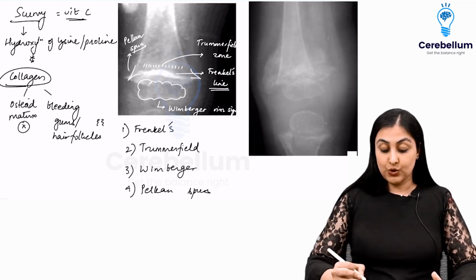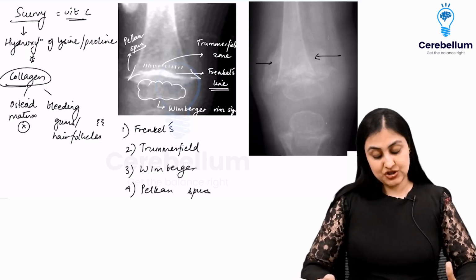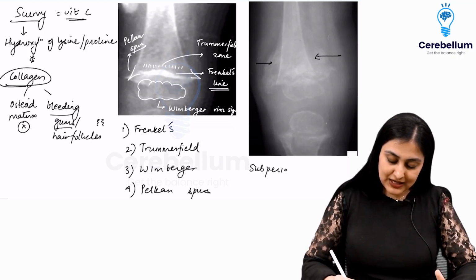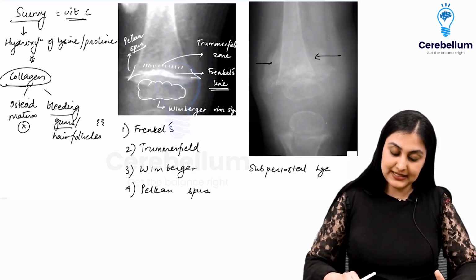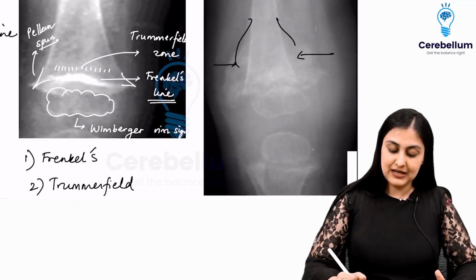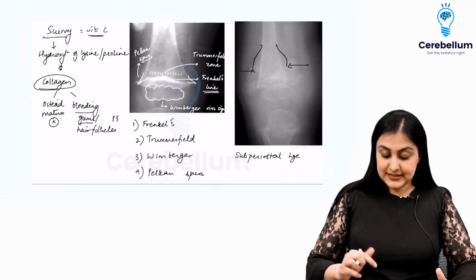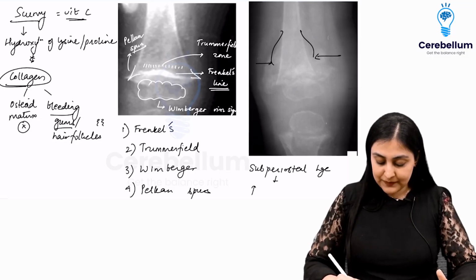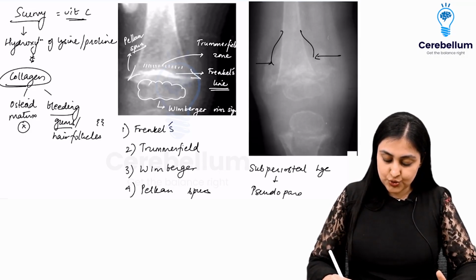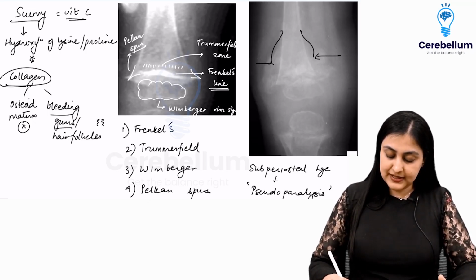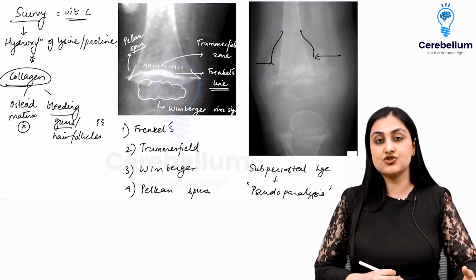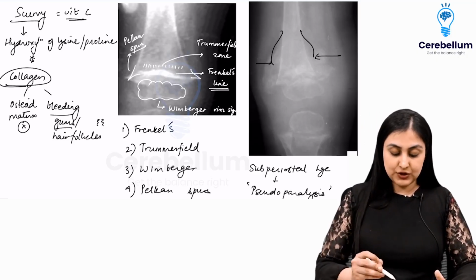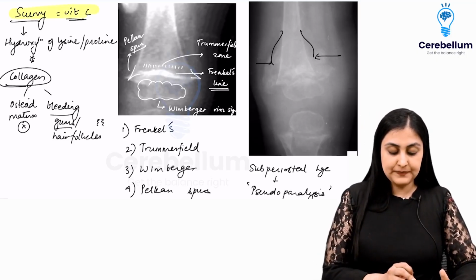In addition, you can also have subperiosteal hemorrhage. Because collagen is not there, you can have subperiosteal hemorrhage which can ossify with time. So you can see here how there is periosteal elevation and you have this hematoma here. This subperiosteal hemorrhage is very painful. So the child refuses to walk and that is why it presents as a pseudo paralysis. The parents think that their child is paralyzed, but that's not the case. He's just having a lot of bleeding because of subperiosteal hematoma. Okay, so these are all of the changes that happen in scurvy.